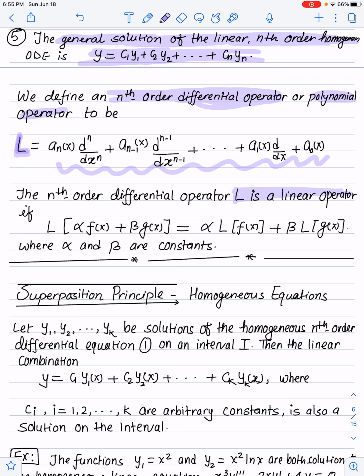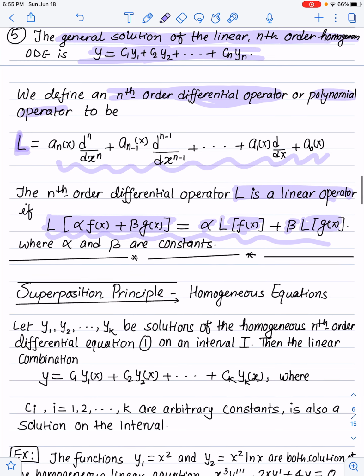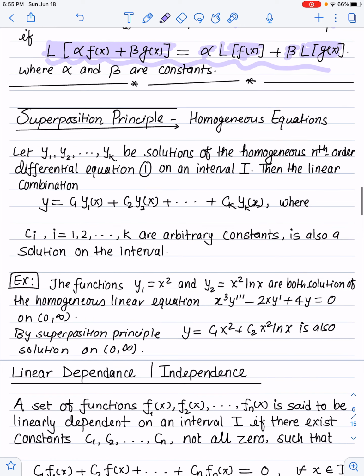Now this L is a linear operator. We call this L a linear operator if it satisfies this property: L of alpha times f of x plus beta times g of x equals alpha times L of f of x plus beta times L of g of x, where alpha and beta are constants. So if L satisfies this property, then we say that this L is a linear operator. All right, so let's look at another term, the superposition principle.